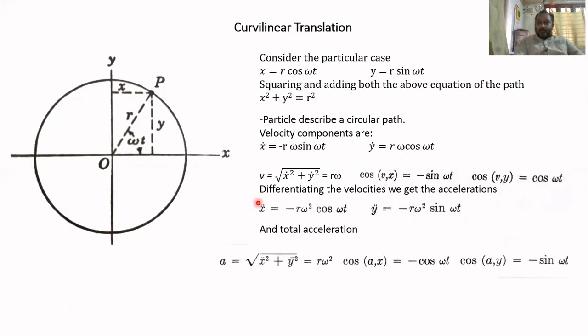And differentiating the velocities, we get the acceleration as x double dot is equal to minus r omega square cos omega t, y double dot is equal to minus r omega square sin omega t. And the acceleration a is equal to the root of x double dot square plus y double dot square, which is equal to r omega square, and the direction cosines are minus cos omega t and minus sin omega t in the x and y direction respectively.